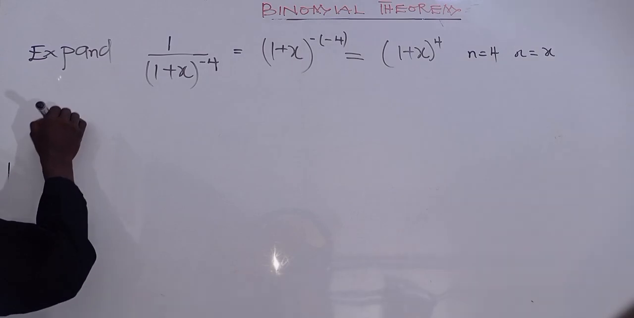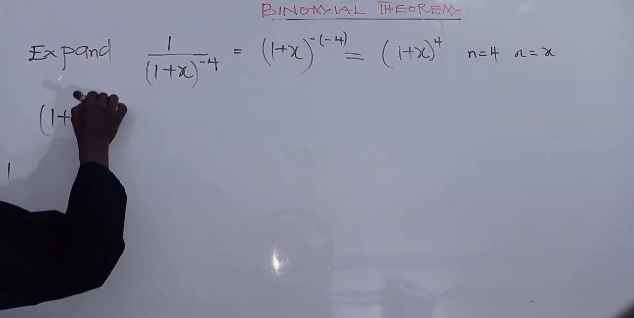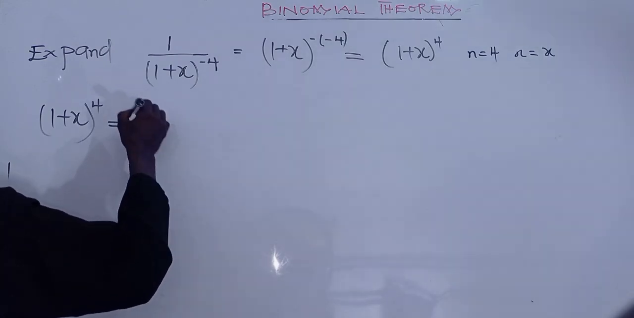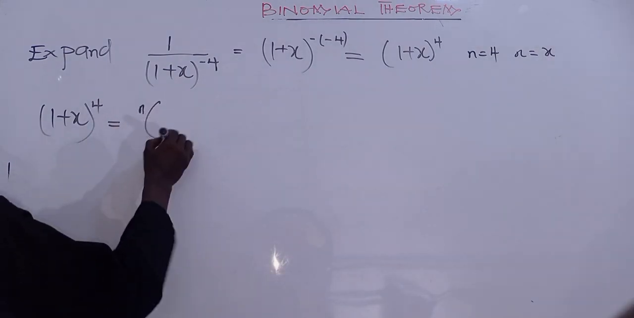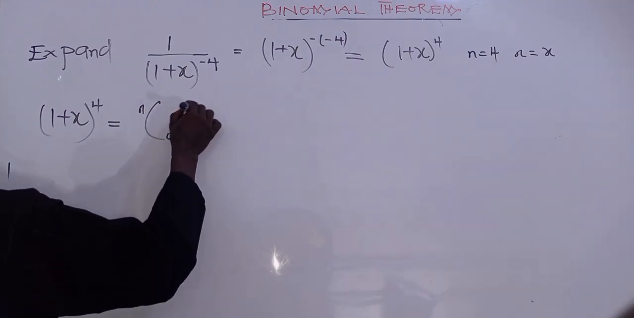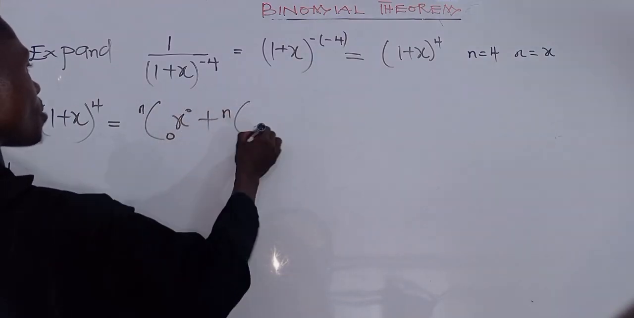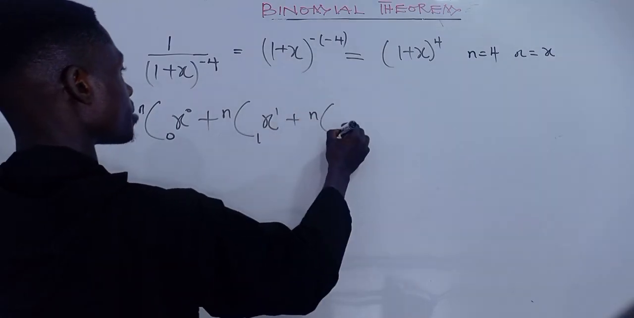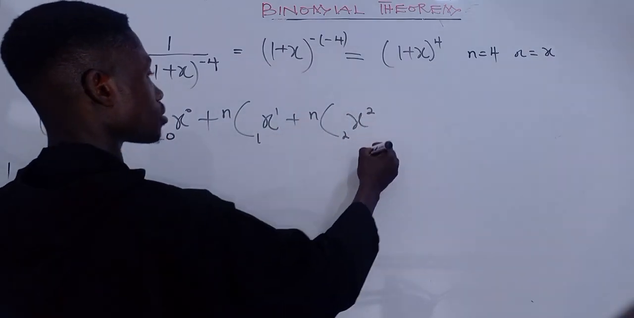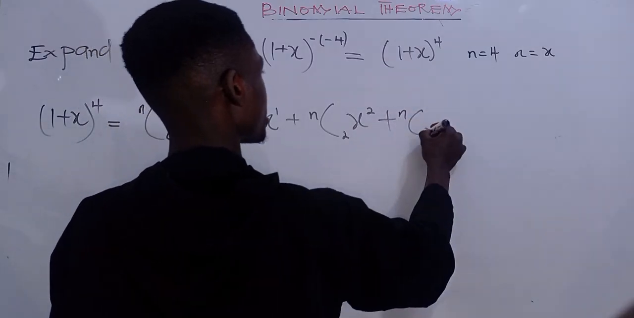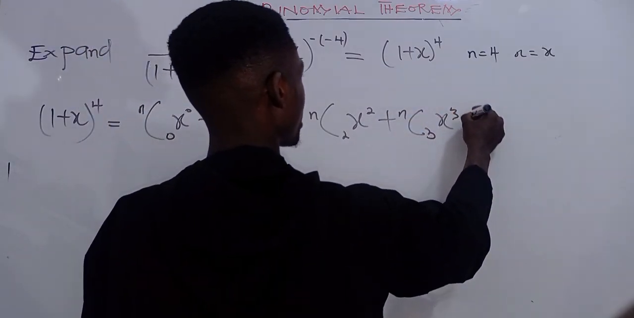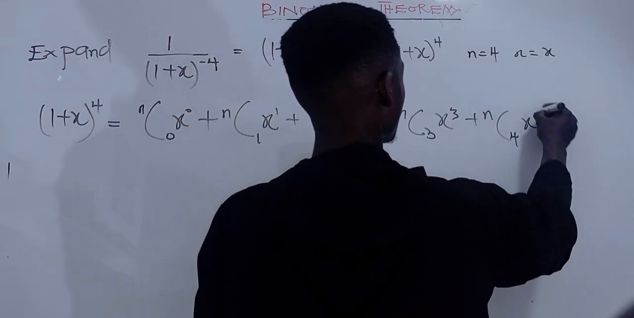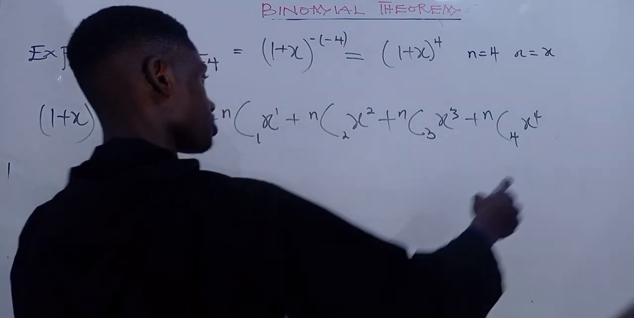So we have 1 plus x raised to the power positive 4. We know that with the combination approach, we have n combination 0, x raised to the power 0, plus n combination 1, x raised to the power 1, plus n combination 2, x raised to the power 2, plus n combination 3, x raised to the power 3. We have n combination 4, x raised to the power 4, and so on.